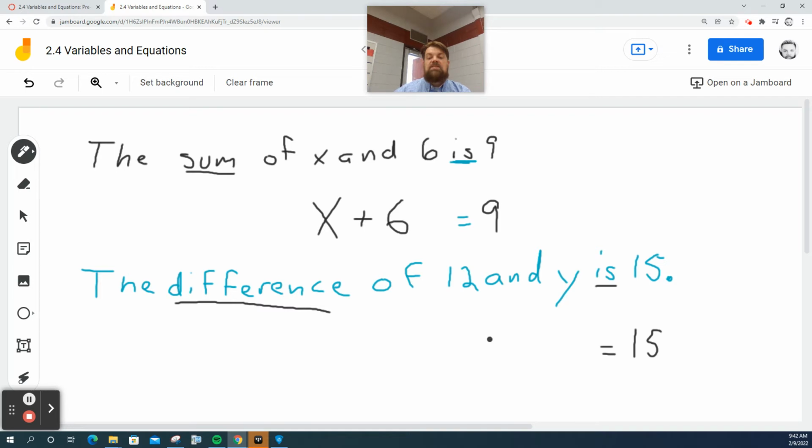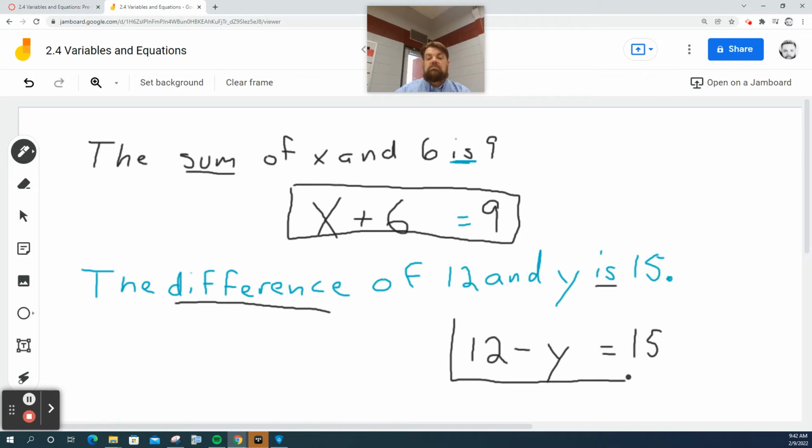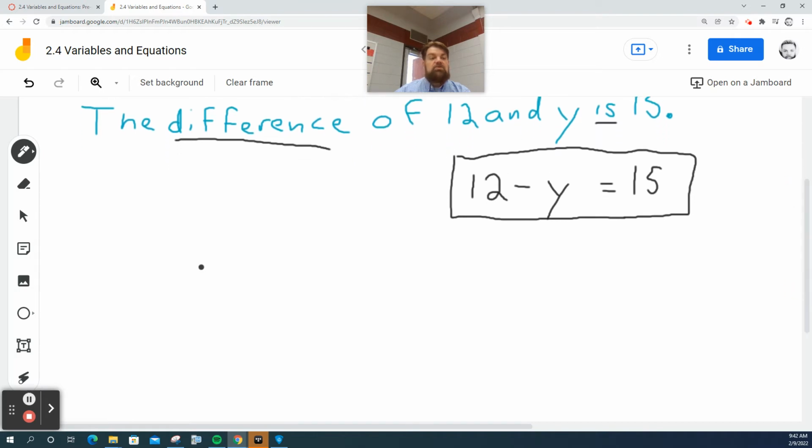Subtract. So I'm going to say, now it makes a difference. If I say y minus 12, that's a completely different answer than 12 minus y. So we go in order. 12 minus y. All right. So this is our first answer. This is our second answer. Let's do the next one.